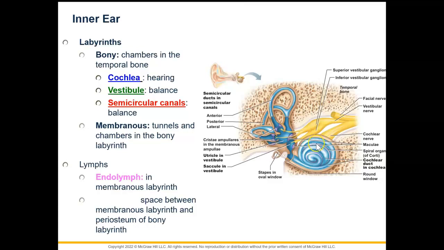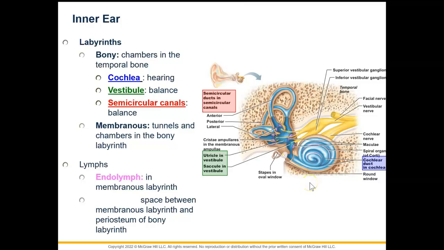Now for the bony labyrinth. These bony labyrinths are basically chambers within the temporal bone, and it is made up of the cochlea, which is involved with hearing. We have our vestibule that is involved with balance, as well as our semicircular canals that are also involved in balance. And we have our membranous labyrinth as well, and these are the tunnels and chambers inside the bony labyrinth.